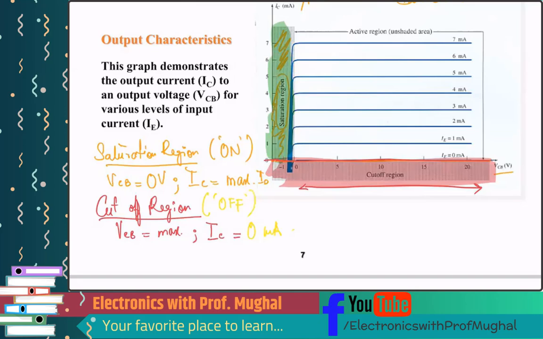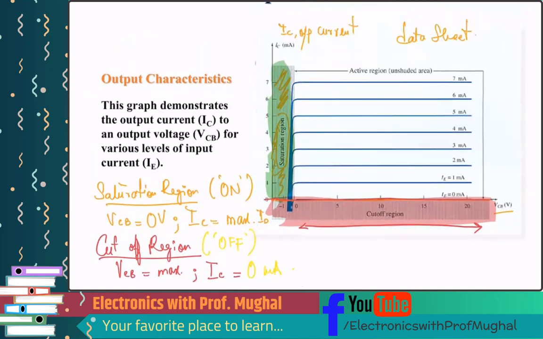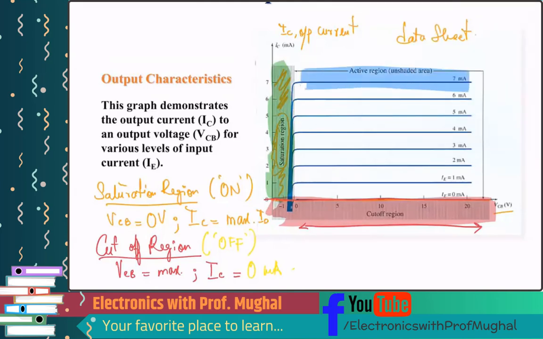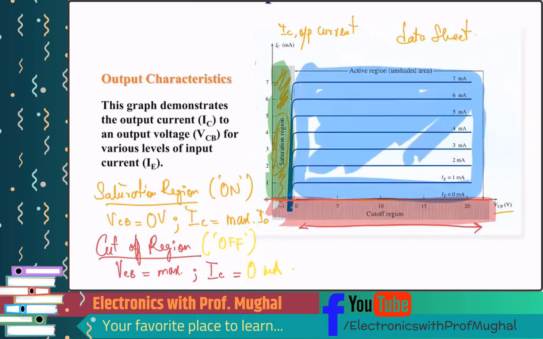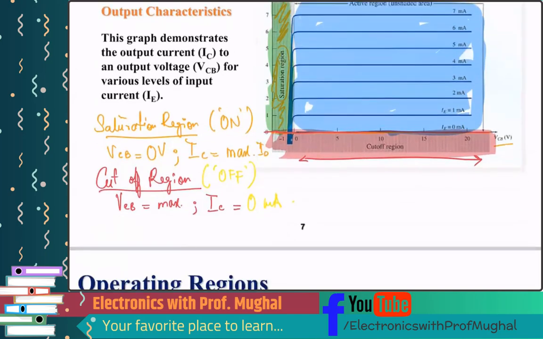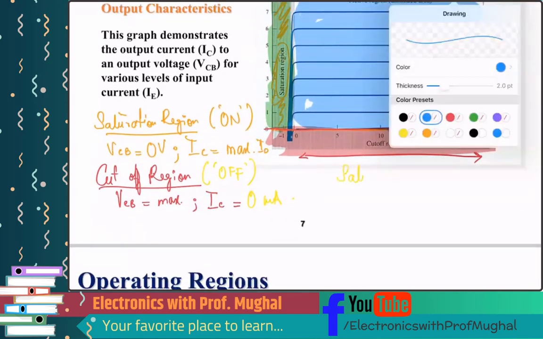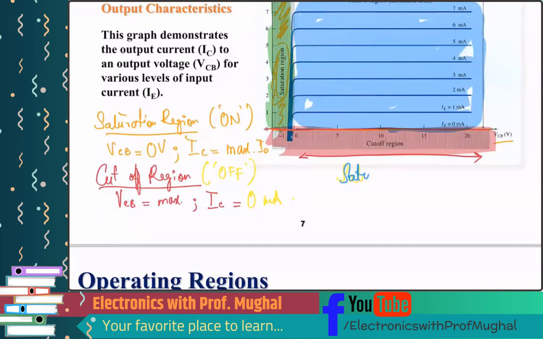Anything other than that is considered the active region, which is this region right here. When you have your transistor working in this region, that is when it's working as an amplifier.